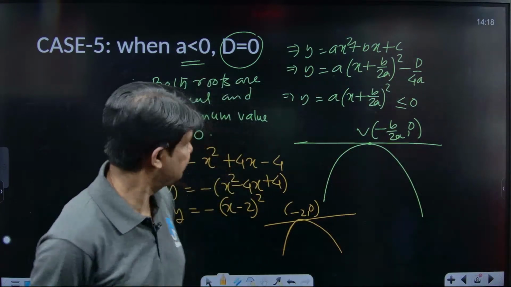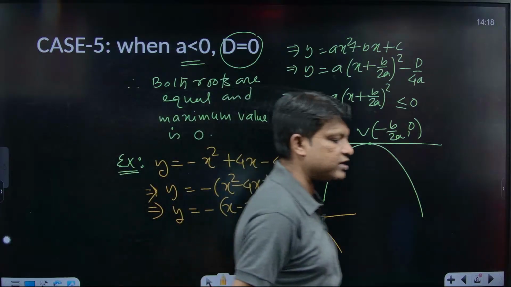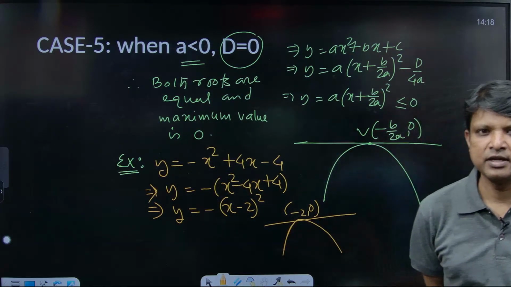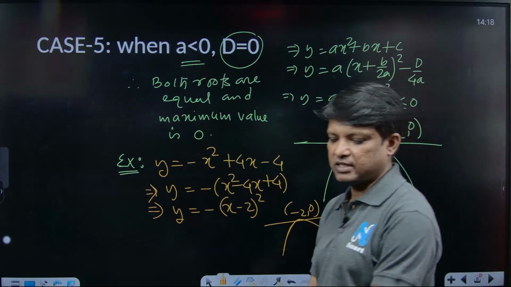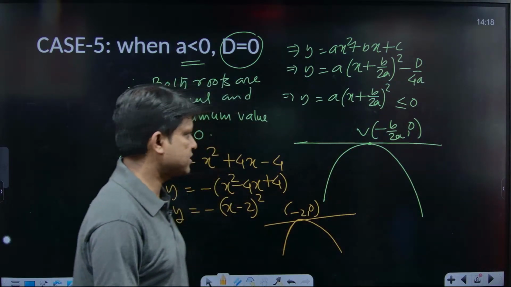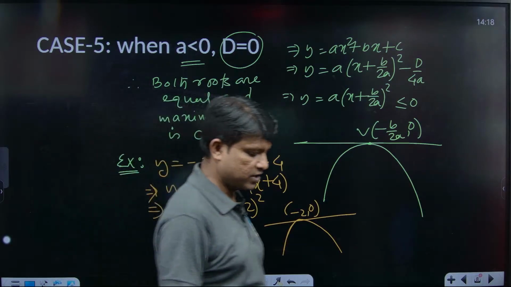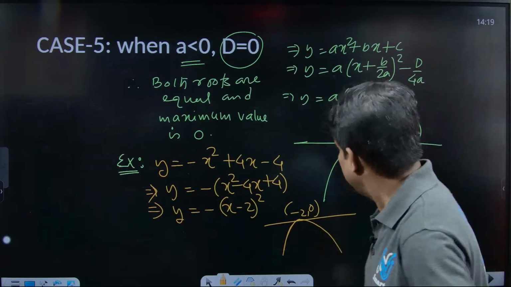Clear? When a is negative, a downward parabola, D equal to 0 means equal real roots, so the parabolic path of the quadratic expression touches the x axis at the point minus b by 2a comma 0 because the discriminant is 0. Understood? I think this is clear. Okay.